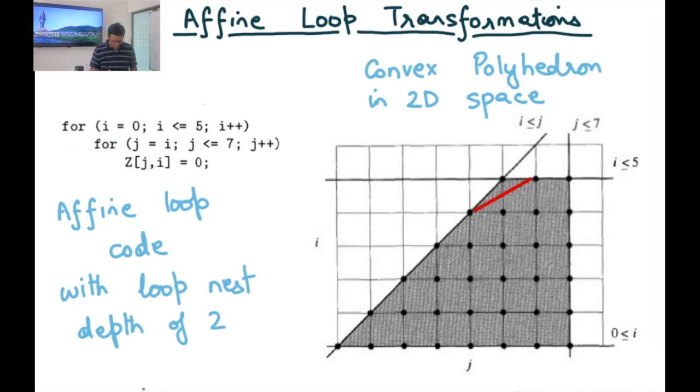Now there are two things here. First of all, this expression, this array access z of j comma i, is actually an affine address with respect to the surrounding loop variables. What are the surrounding loop variables? i and j. Now let's look at the iteration space. i iterates from 0 to 5 and j iterates from i to 7.